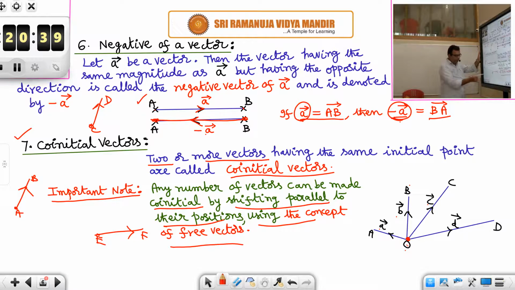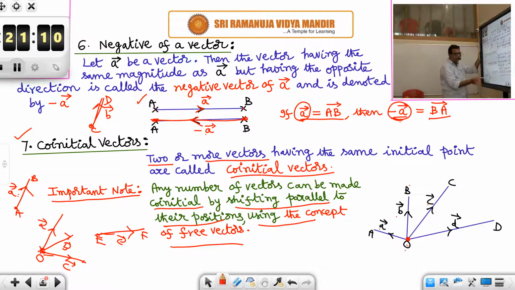But because of the free vector concept, we can select some point O here and shift AB parallel to its position, draw it here. Suppose this is A bar. The same A bar can be drawn here having the initial point O. Similarly, CD, suppose that is B bar, taking its initial point at O, you can draw another vector, B bar. And suppose EF bar is C bar. So take the initial point and draw a line parallel to EF having the same length as EF. Then it represents C bar.